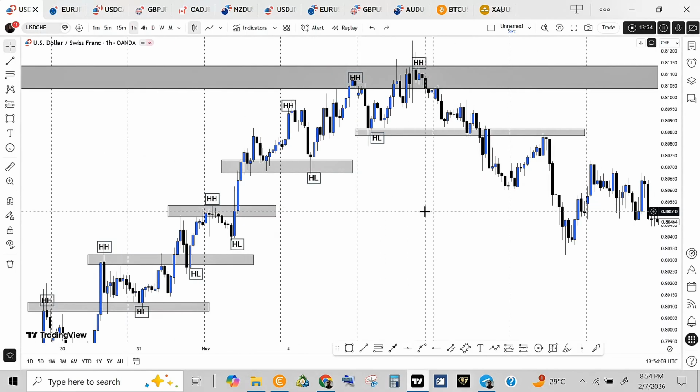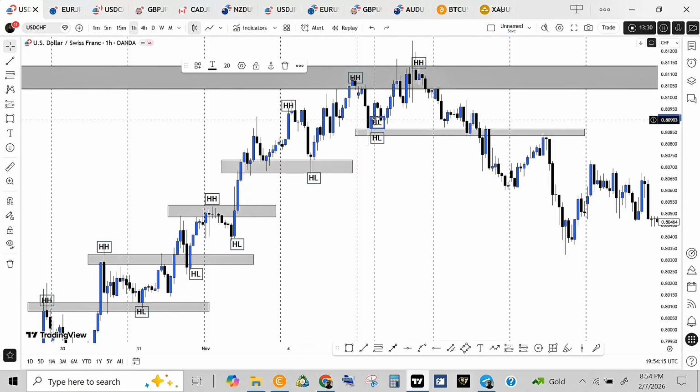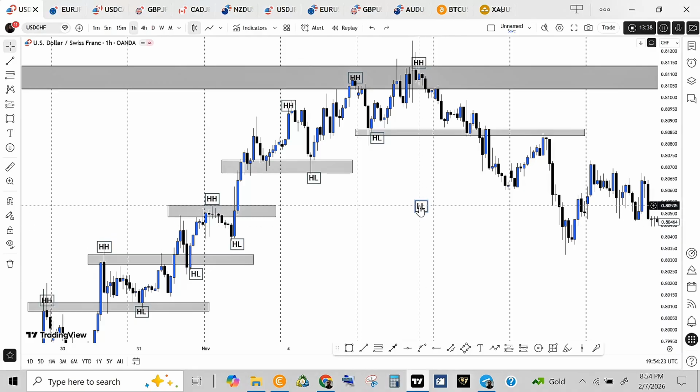Now, if this market, instead of making a higher high, changes direction, instead of making that high, continuing that movement, it now made what?